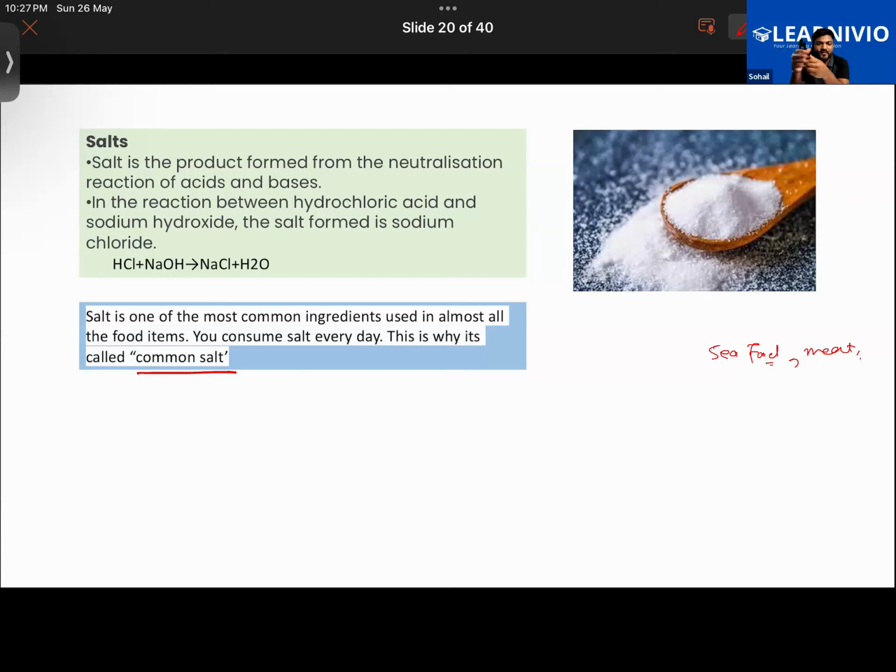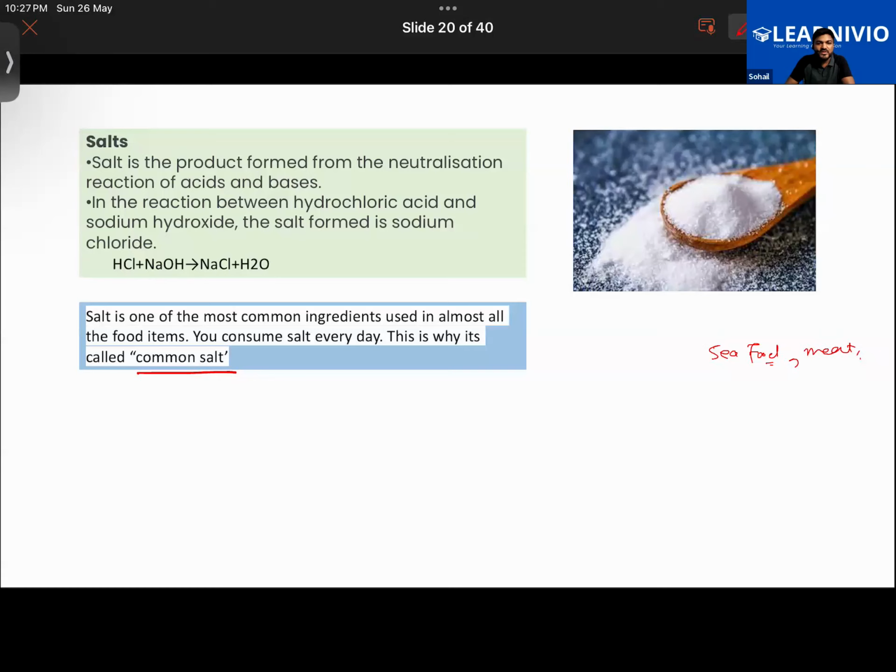Wherever the salt will be found in nature, they will go there. For example, there are also some natural salt rocks. You guys know about that? Salt rocks are also there. Yes, sir. Particularly animals like sheep, goat or deer, they would be licking those salts.